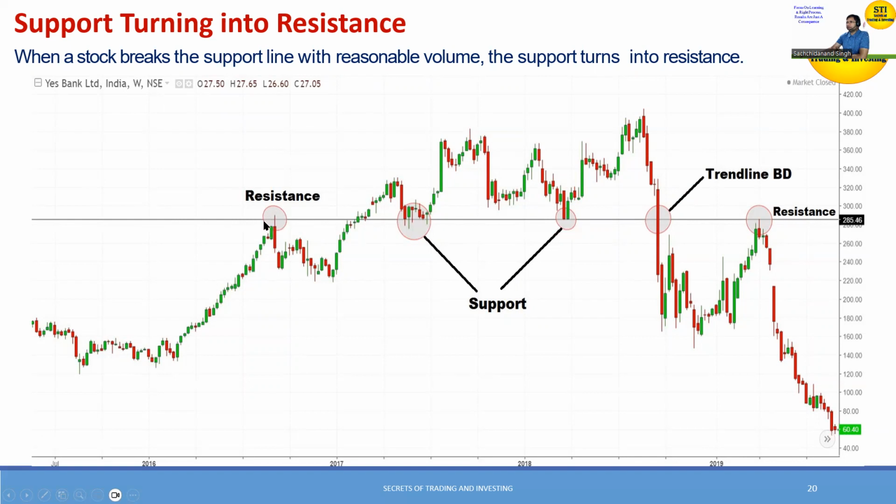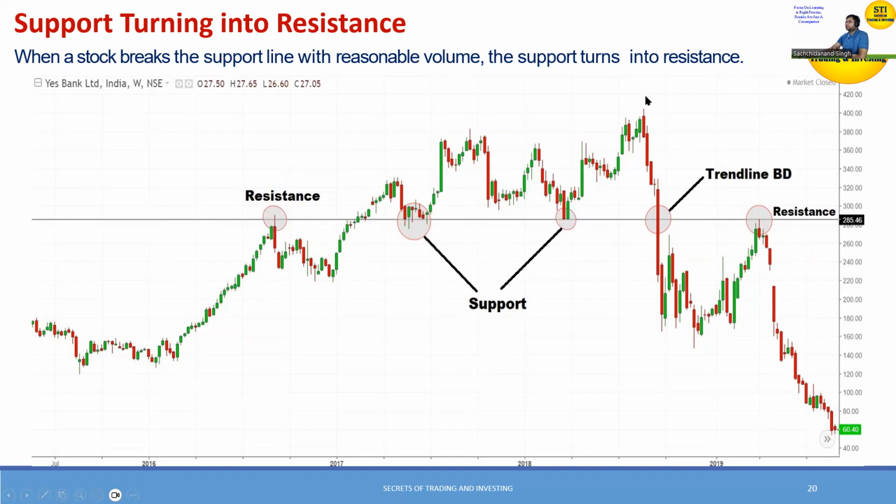Till this price point, it is working as a resistance. It is broken here, at this price point. After that, the same resistance is working as support for some period of time. It is a weekly time frame. So for many weeks the price moved in an upward direction, and then again took the support.